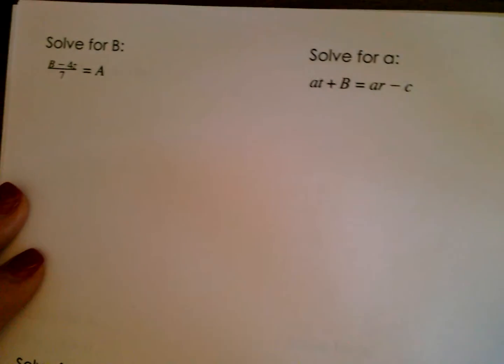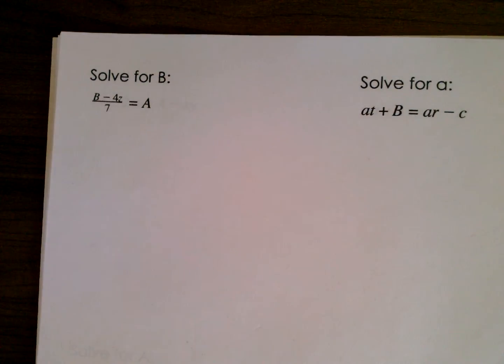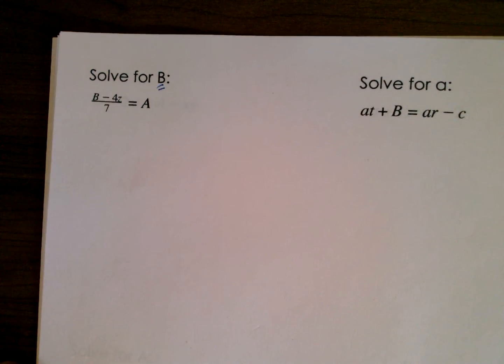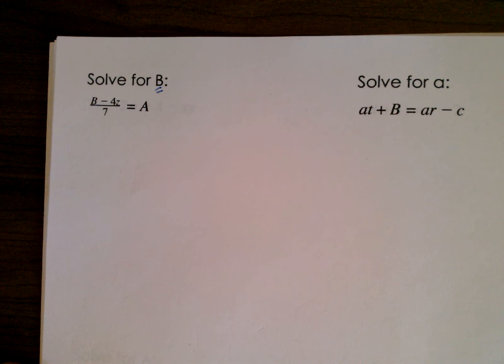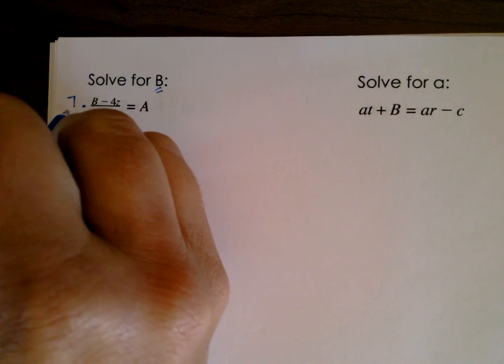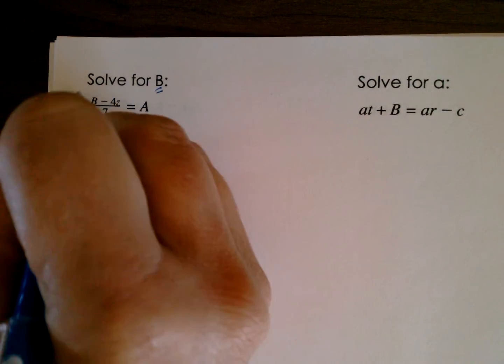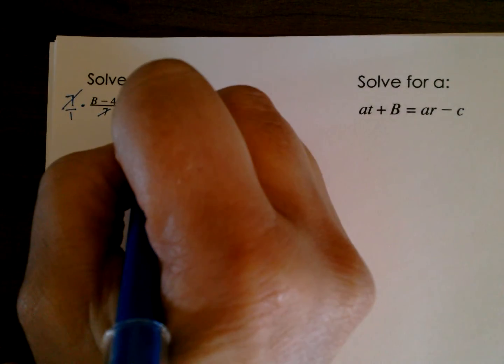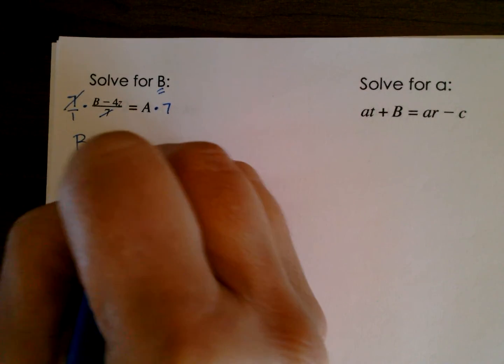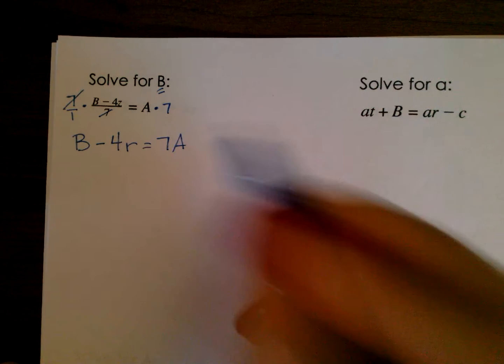We have another one here we'll try together. We are going to isolate the B. Again, think to yourself, how can I get rid of the 7 in the denominator? Well, like we did on the last one, when I had a 2 in the denominator, I multiplied by 2. If I multiply by 7, I could do cross-reducing. So I would get capital B minus 4R equals 7A.